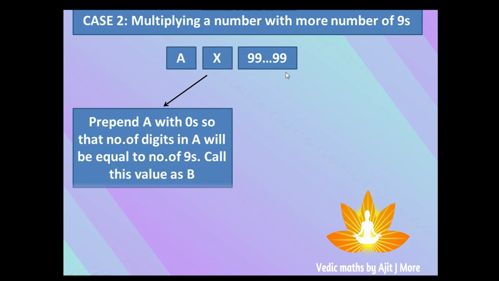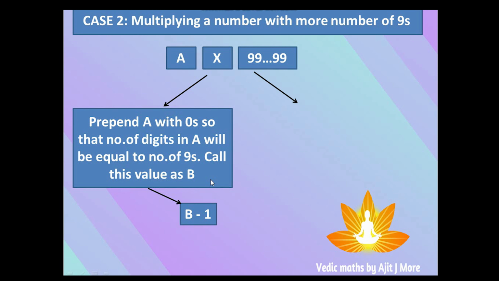Clear? So what will be the first step? Prepend A with zeros so that the number of digits in A becomes equal to the number of nines. After prepending, we'll call this B for simplicity. After this, we apply the same rule which we studied in case 1 in the previous session. The answer is going to be in two parts. The first part will be B minus 1. Is it clear to you?